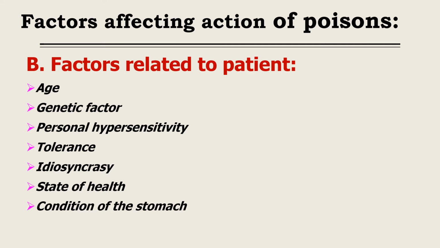Idiosyncrasy is an unexpected effect to a certain substance, for example in tramadol. Tramadol is one of the opiate derivatives and it is a CNS depressant, but we have patients with a convulsant effect, and this is an idiosyncratic effect. Some substances do not lead to hypersensitivity or allergy, but an unexpected effect may occur in some people. This is idiosyncrasy. Tolerance means increasing the first dose of a substance to reach the same effect, and this is very common in addicts.